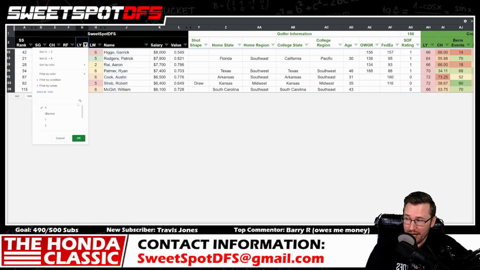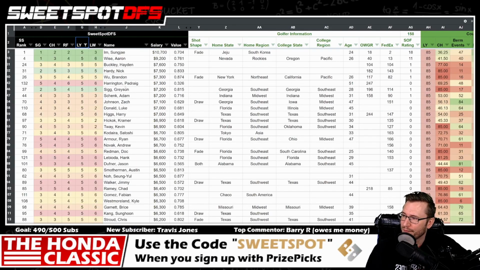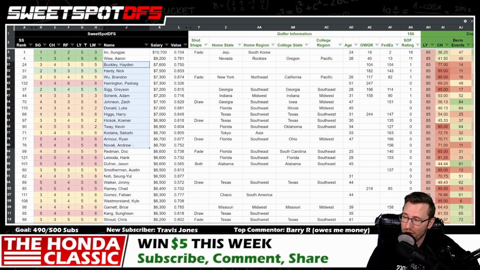So that being said, who is in this bucket? I think Sungjae's in this bucket, right? Yes, he is. Sungjae is in this bucket, which isn't a bad bucket, by the way. Missing the cut isn't terrible. But so is Aaron Wise. And a bunch of high 6 and various 7K golfers that I probably don't mind playing.